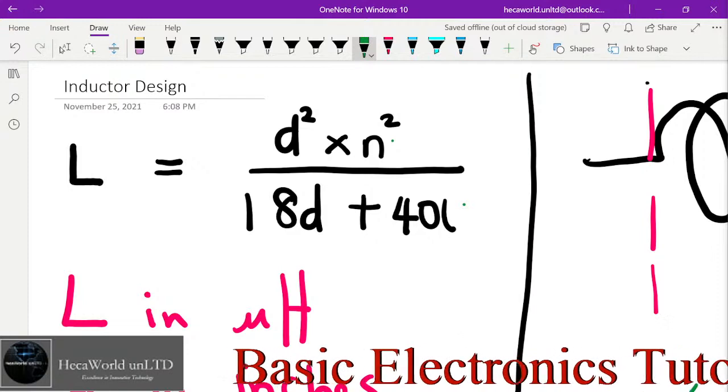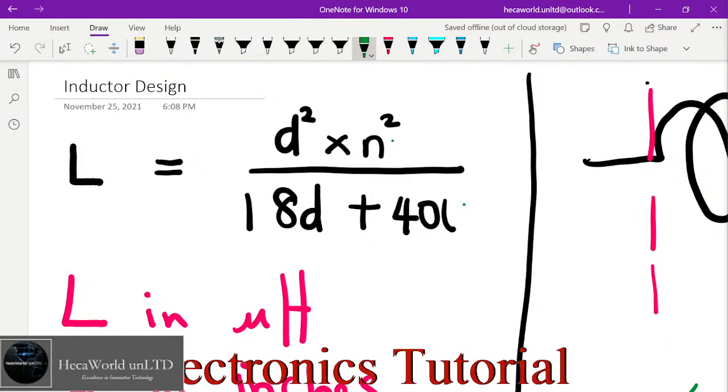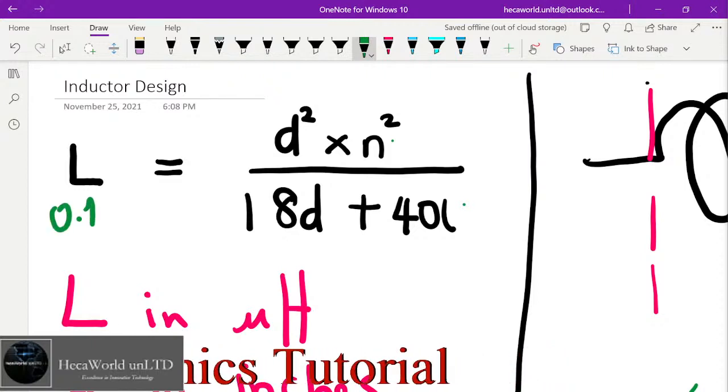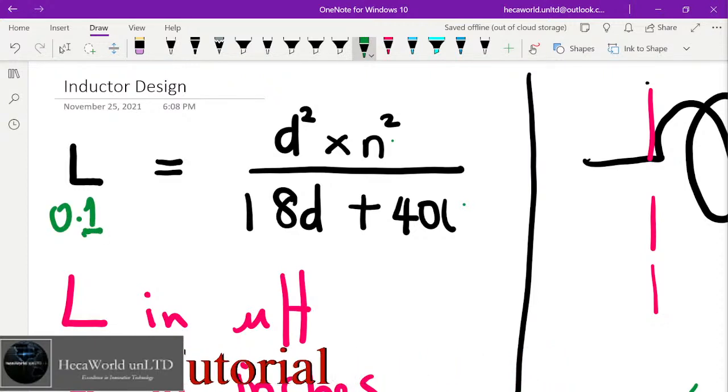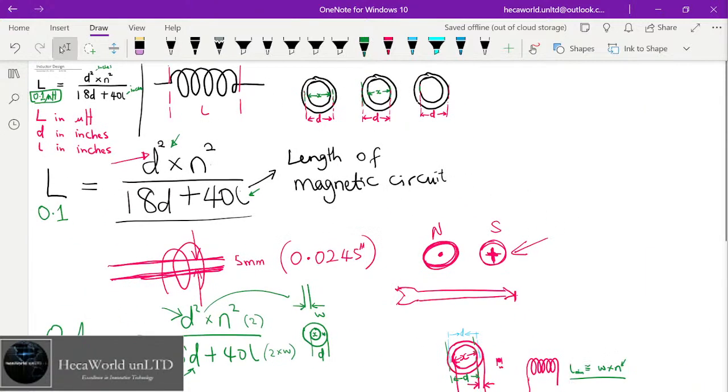Now, if I know these values, whatever I calculate, the value that I get is in microhenry. So if I get 0.1, for instance, as the answer, it's not just the answer. I have to add microhenry to it. If you're using this unit in inches and this in inches, invariably, whatever value you get at the end is in microhenry. So when you do this, you will get the inductance of your circuit.